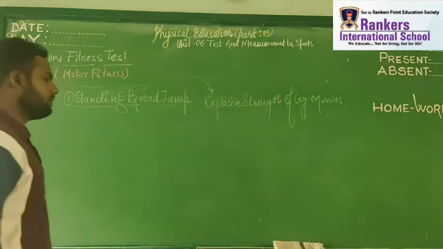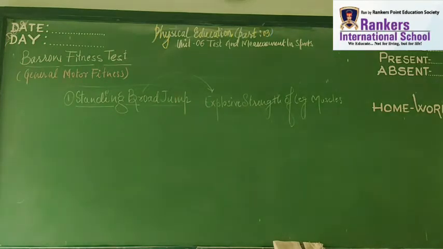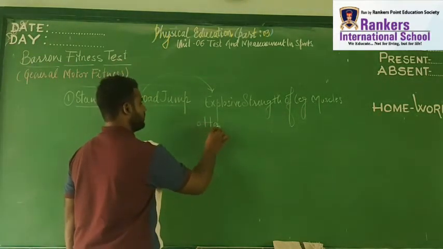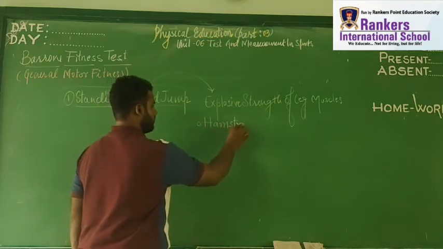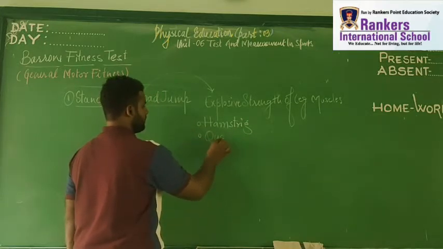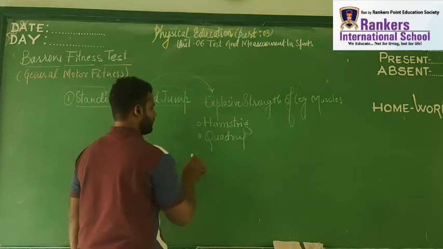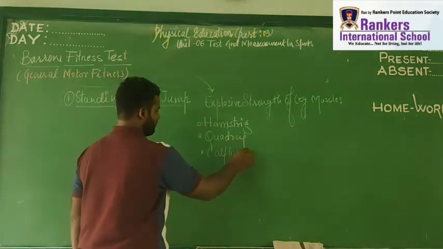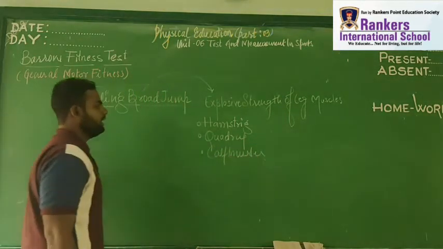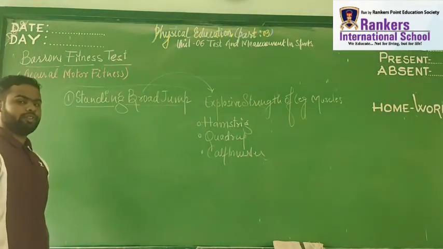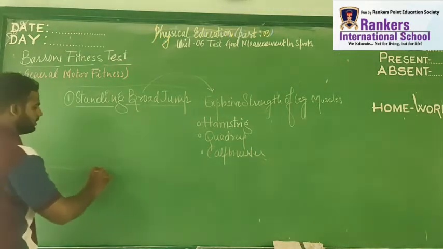What are these leg muscles? Basically, they are hamstring, quadriceps, and calf. Three muscles are used: first hamstring, second quadricep, third calf. So calf muscles, quadricep, and hamstring are used. It measures explosive strength. Now let us understand.